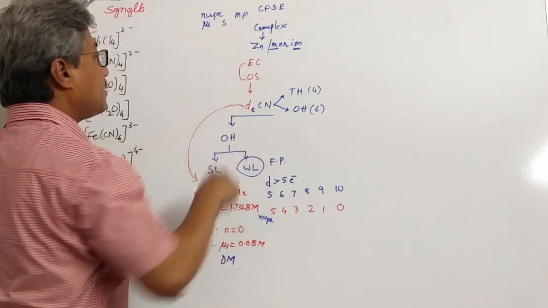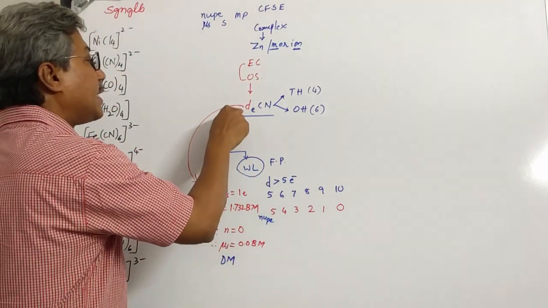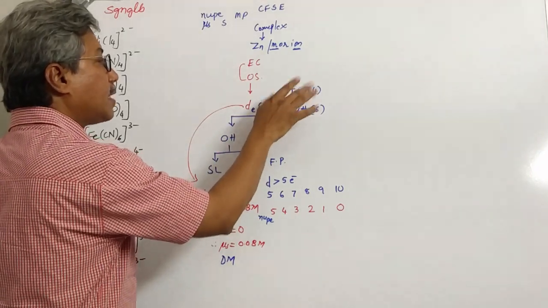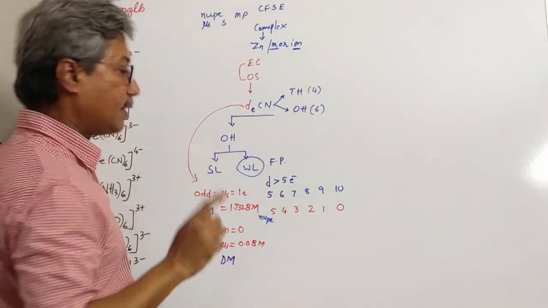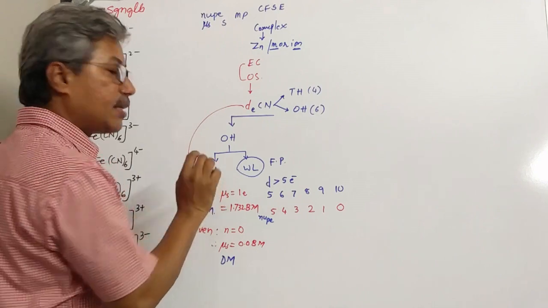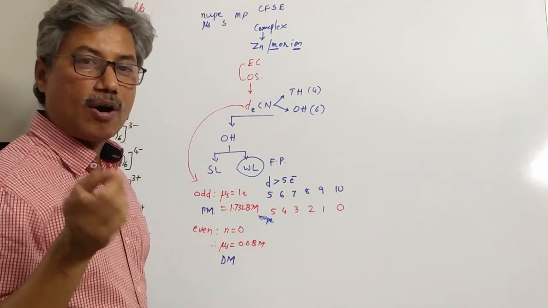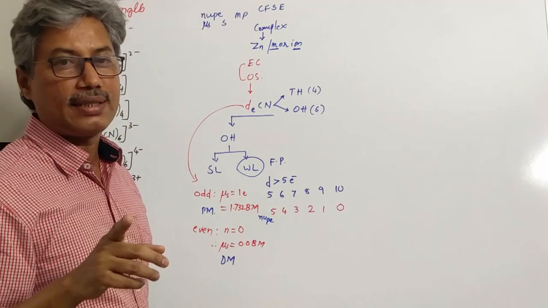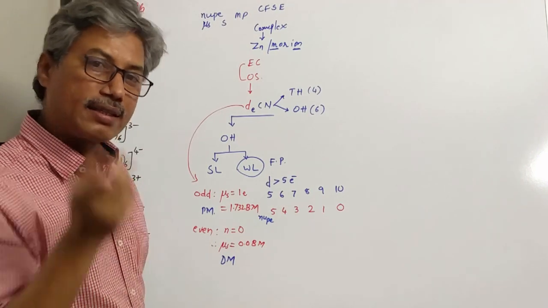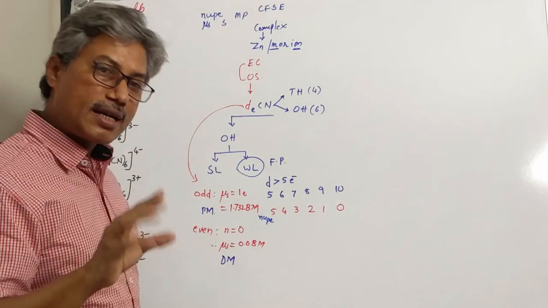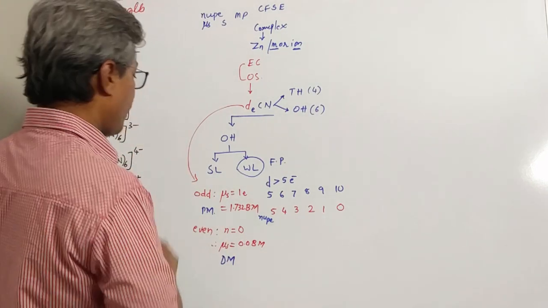Okay, look at this once again. If you know the d electron count, just look at the coordination number, and you will get to know the geometry. Once you know the geometry, check whether the ligand is strong or weak. I have already discussed how to find out whether the ligand is strong or weak in the previous videos. If you want to know that, please refer to the earlier videos.